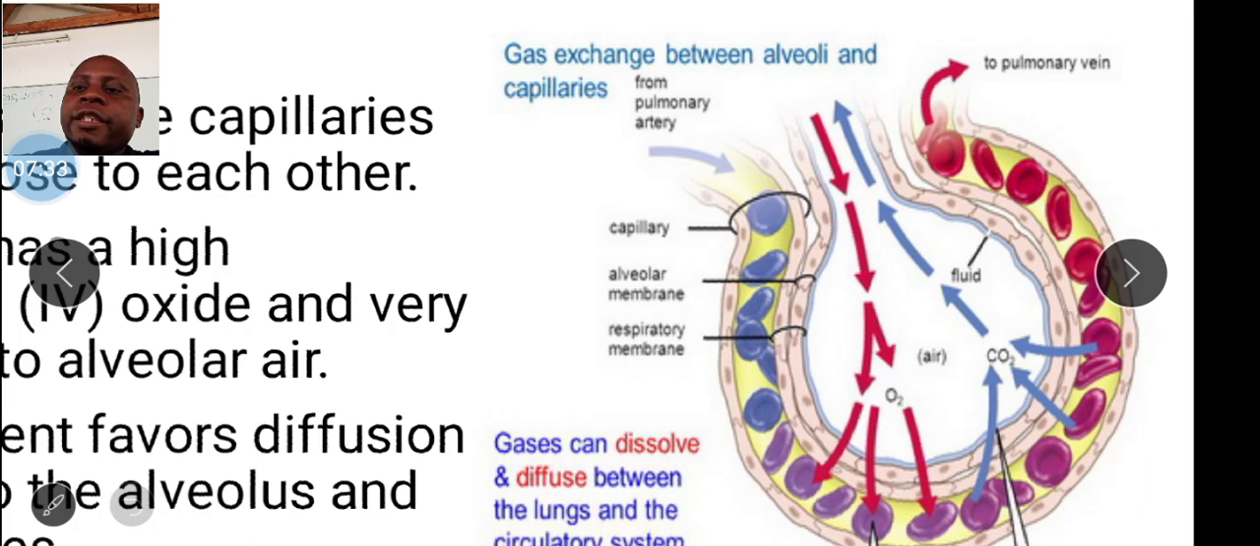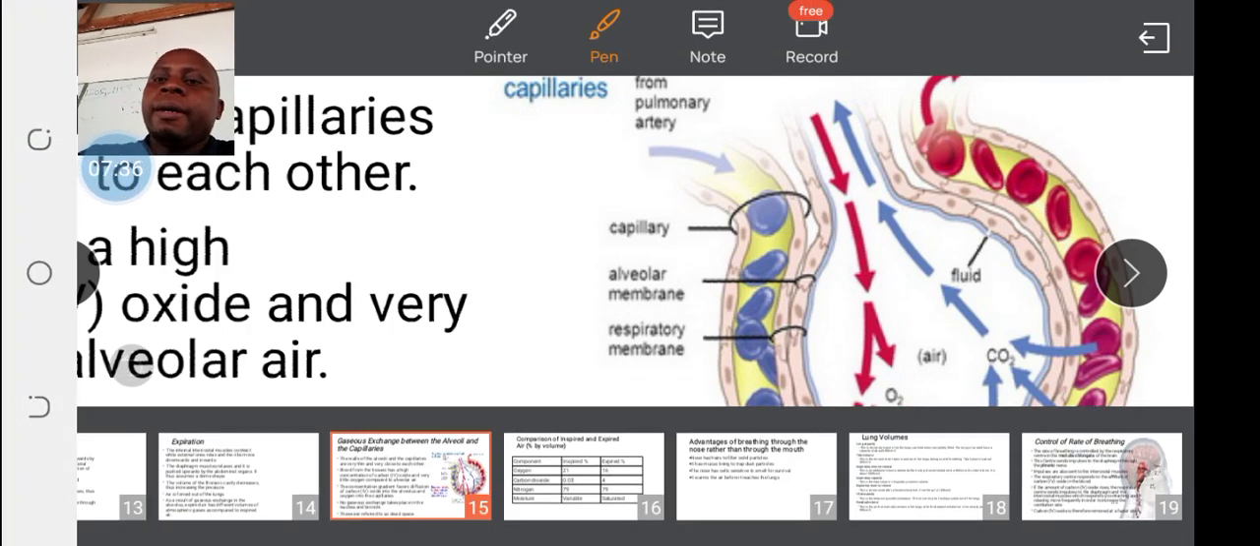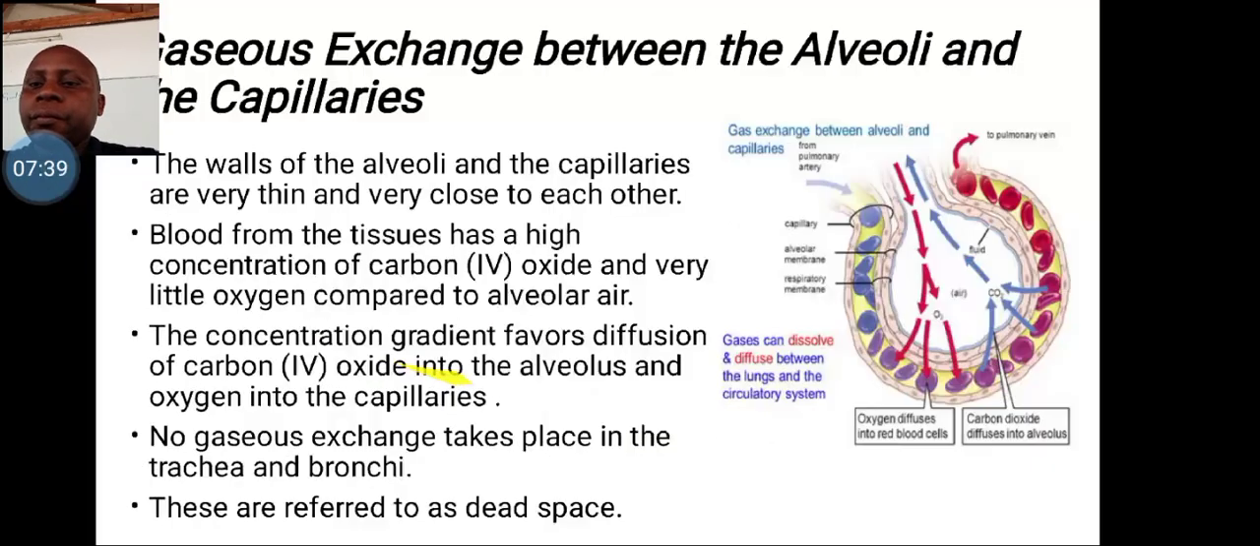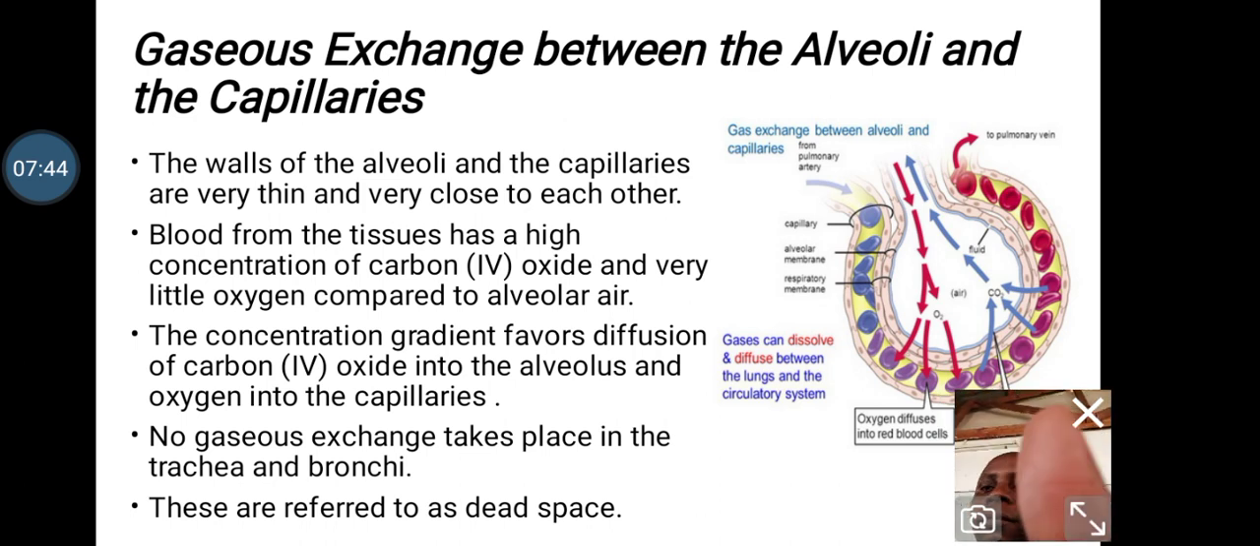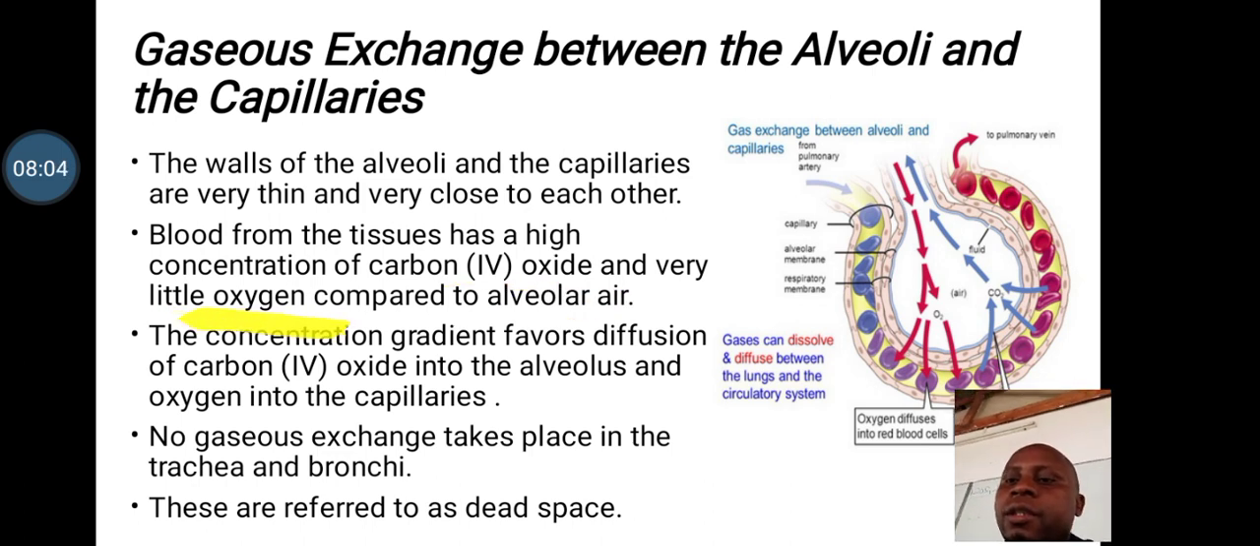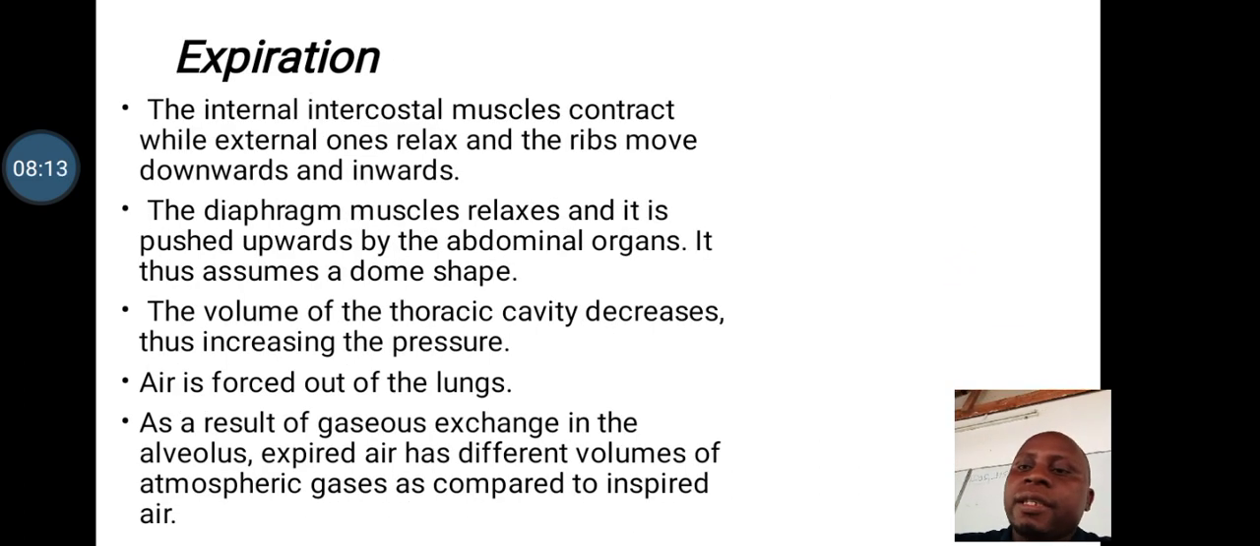So let us now go to the literature. What does our literature tell us? The information is that the walls of the alveoli and capillaries are very thin and are in close contact to each other. Blood from the tissue has a high concentration of carbon dioxide and very little oxygen compared to the air. So the air in here has a lot of oxygen but very little carbon dioxide.